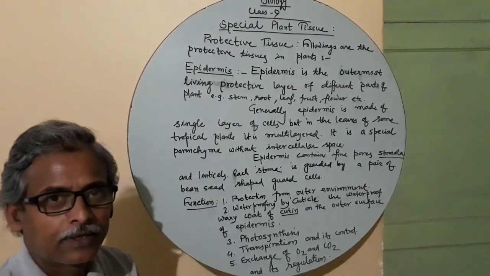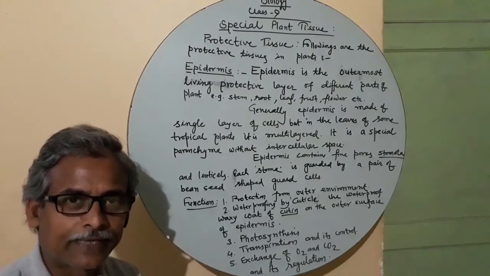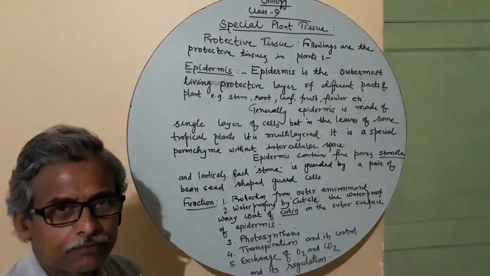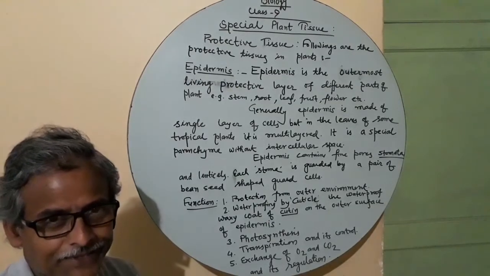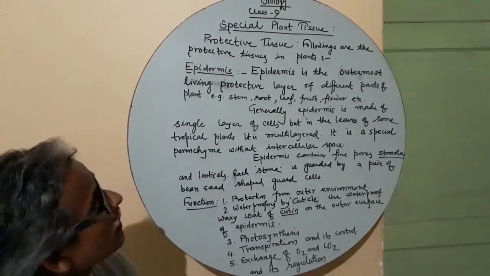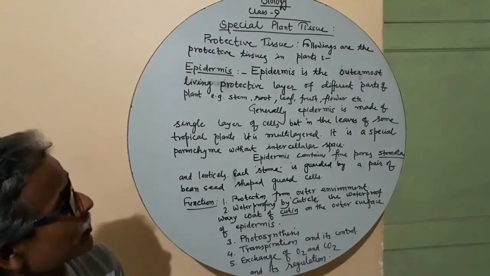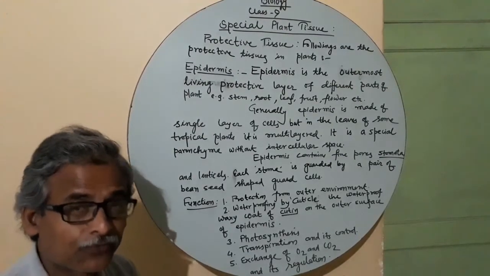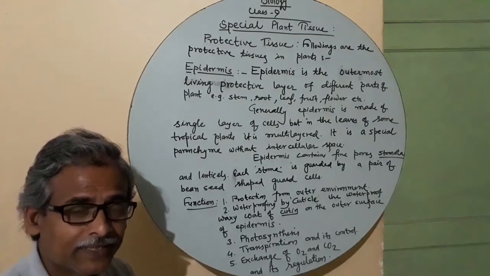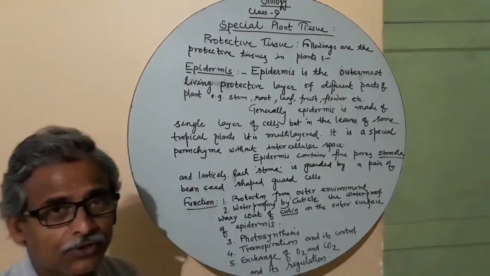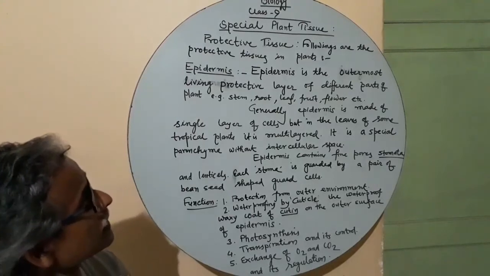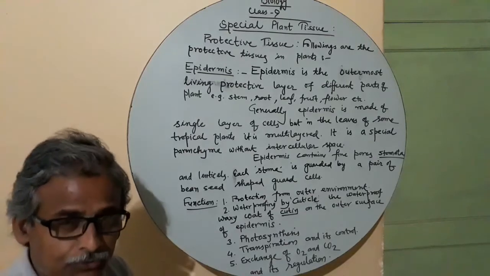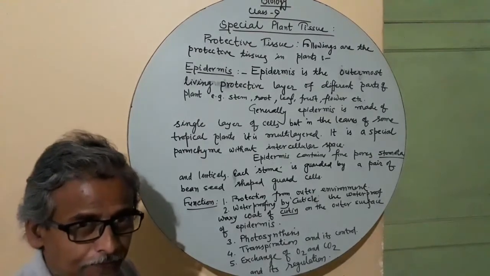Today, in the class of biology for class 9, we shall study about a special plant tissue, that is protective tissue. The name refers to a tissue that protects the different parts of a plant. There are two types of protective tissue: epidermis and cork.